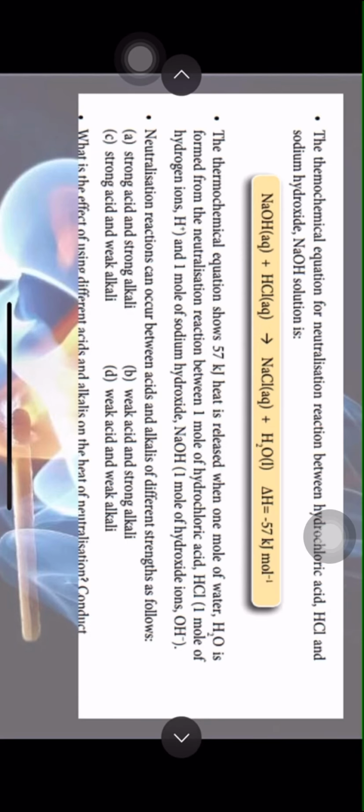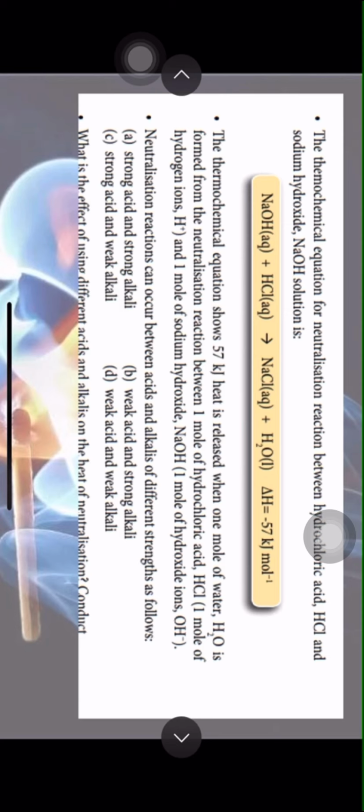The definition of the heat of neutralization is the heat change when 1 mole of water is formed from the reaction between an acid and an alkali. The thermochemical equation for the neutralization reaction between hydrochloric acid and sodium hydroxide solution is NaOH + HCl → NaCl + H2O, with ΔH equal to -57 kJ mol^-1.